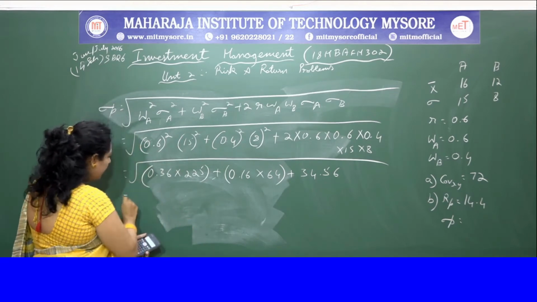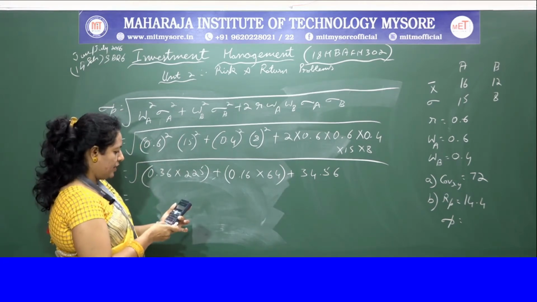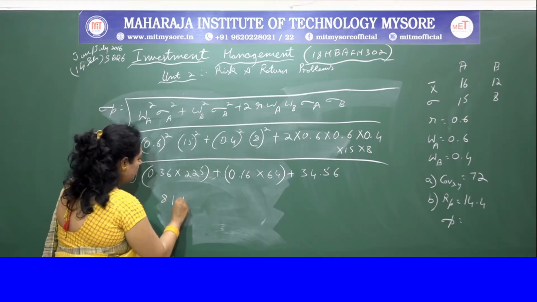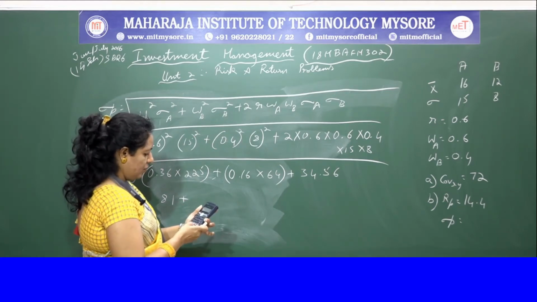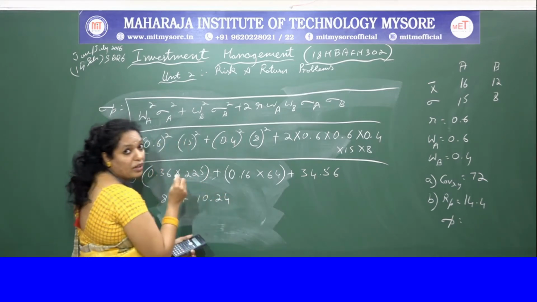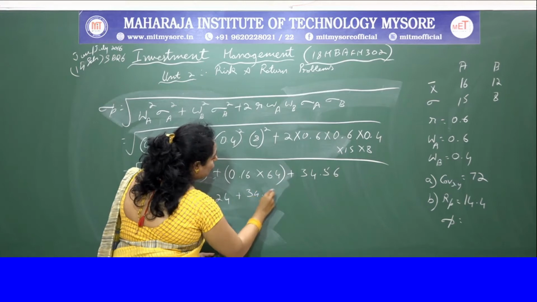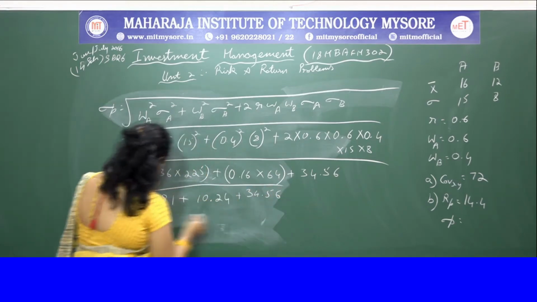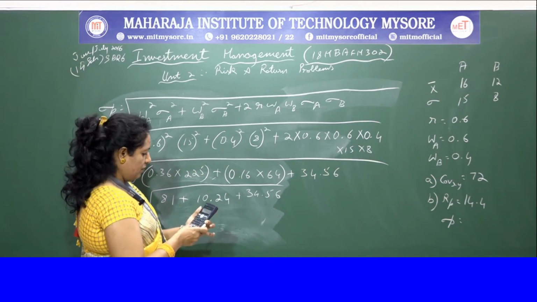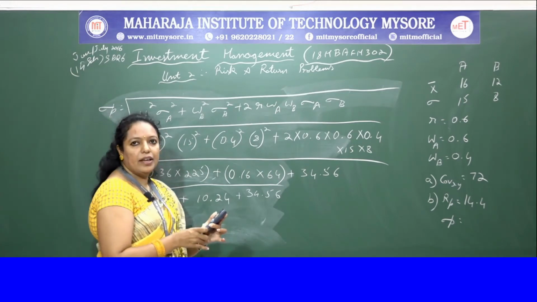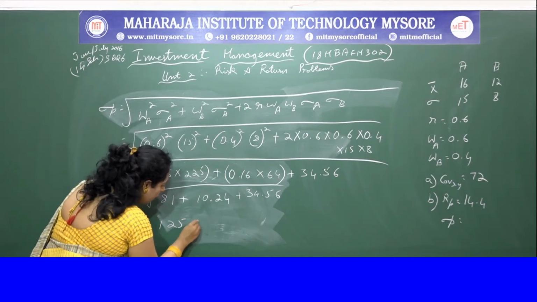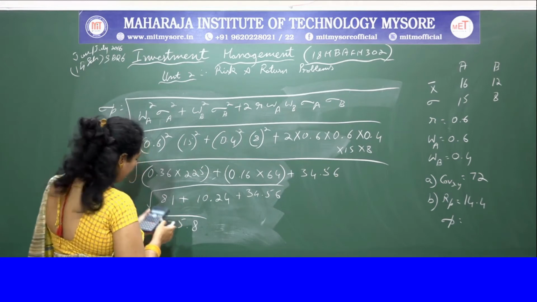You get this. And again further simplifying, 0.36 into 225. You get 81 plus 64 into 0.16. You get 10.24. Yeah, plus 34.56. You take a root of this. First you need to add all this, plus 34.56 plus 81. You get 125.8 root. You have to take the root of 125.8.